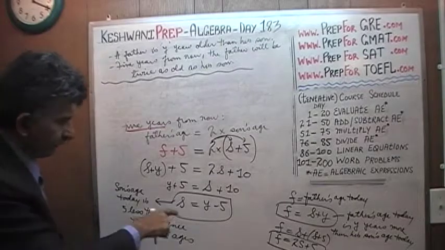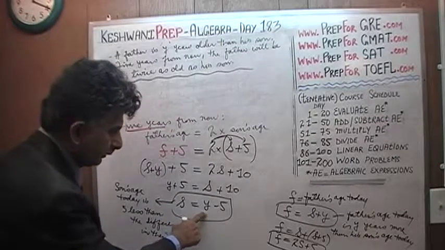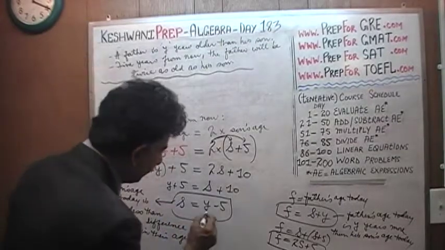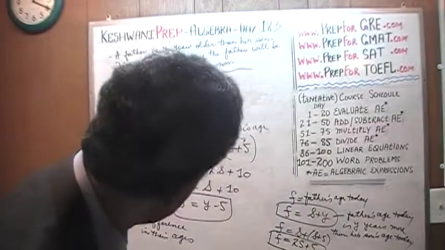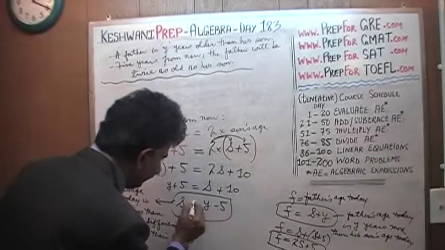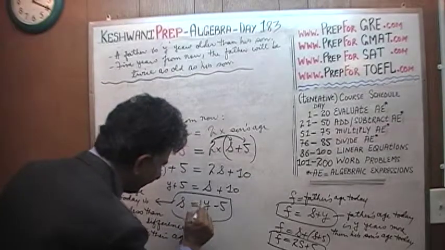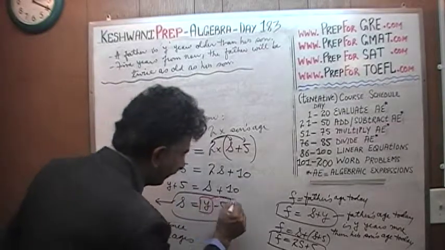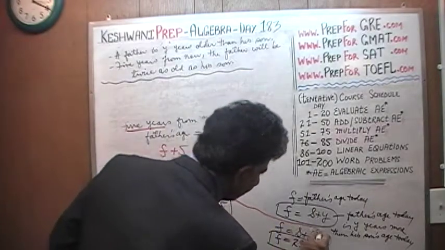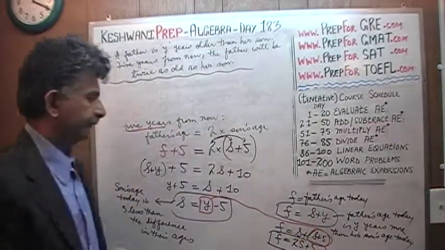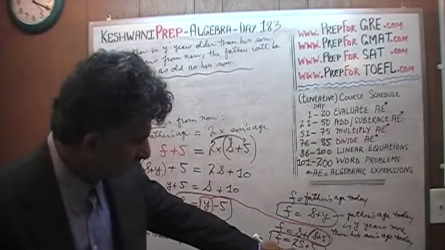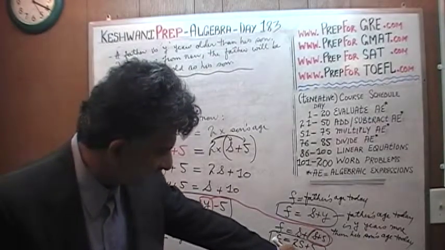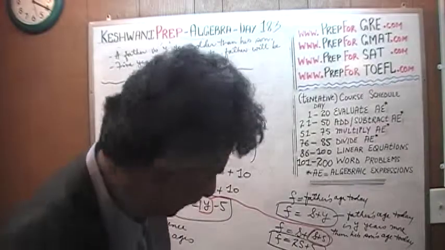From this equation we solve for y. Let me put it in the red marker so you can follow this. From this equation, y equals s plus 5. So this y is being replaced here. That's it, that is the answer. Father equals 2 times his son's age plus 5 more years. That's what that says.